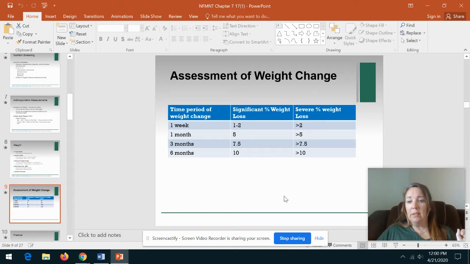Then we'll want to look at the assessment of weight change. It's one thing to figure out the math and do the math, but what are we going to do with that information? So if the loss is 1 to 2% of their weight in 1 week, it's considered a significant weight loss. If it's over 2%, it's considered a severe weight loss, okay? Oftentimes we'll use the 1 month and the 3 month marker to give us this assessment of weight change. And certainly if someone has had a severe percent weight loss, we're going to put them at that high risk and they're going to need some intervention.